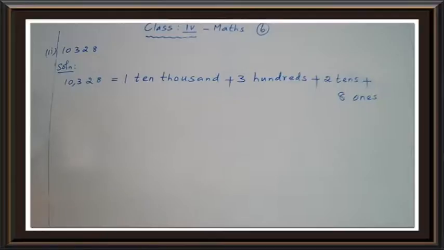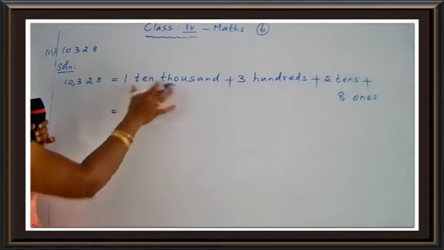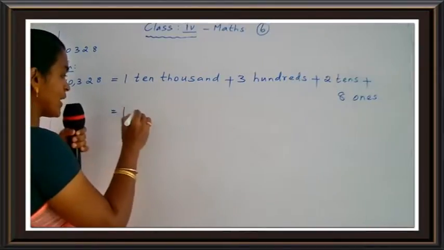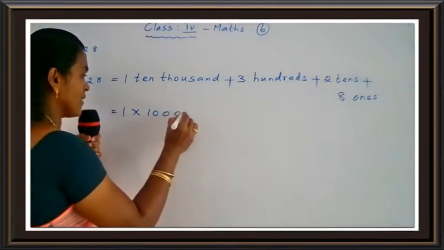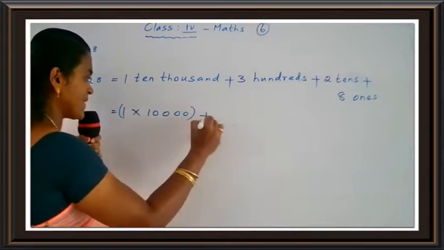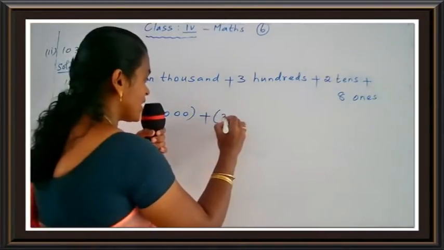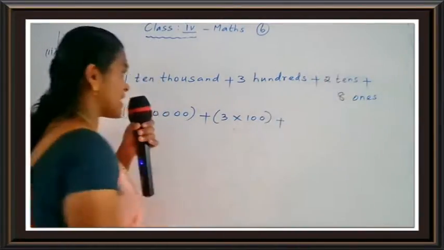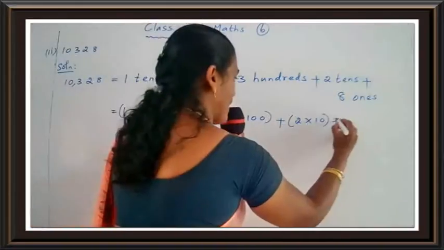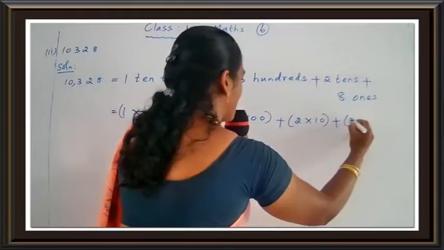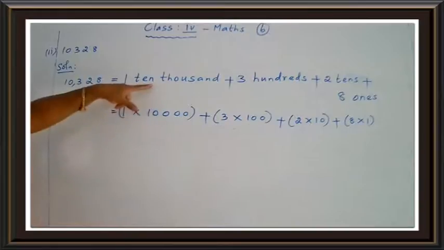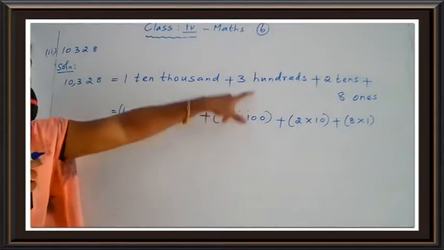Now you come to the second way. 1 10,000 means 1 into 10,000. So 1 10,000 can be written as 1 into 10,000, plus 300s. So 300s can be written as 3 into 100, plus 2 tens. 2 tens can be written as 2 into 10, plus 8 ones can be written as 8 into 1. Okay, if you multiply 1 and 10,000, what will you get? 10,000. 3 into 100, 300s.